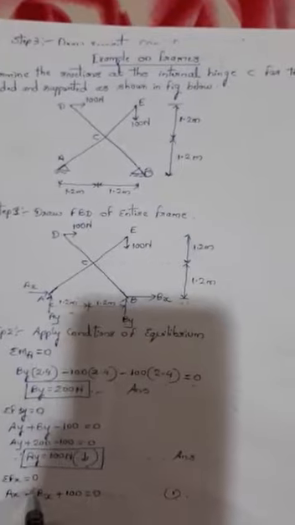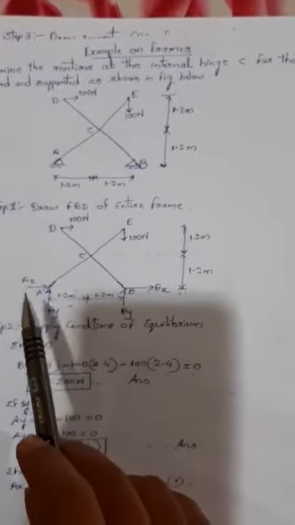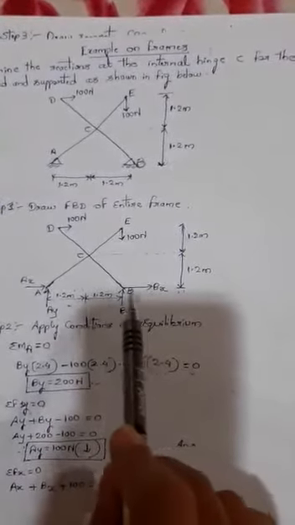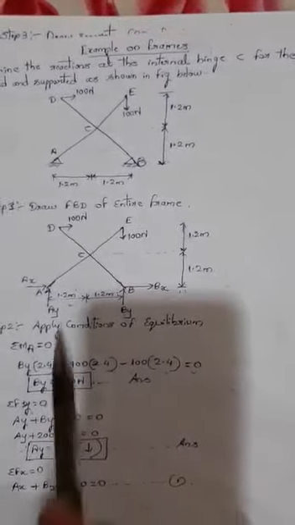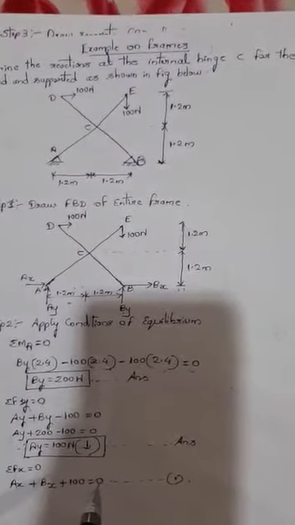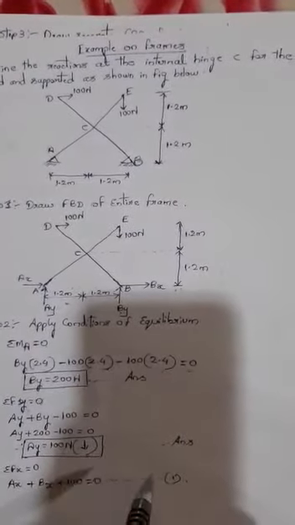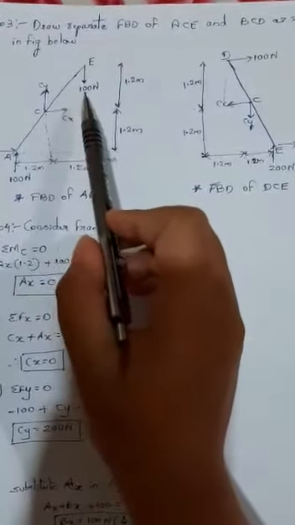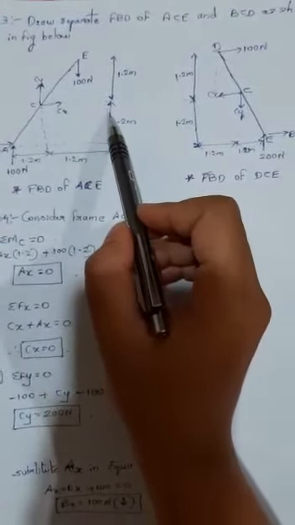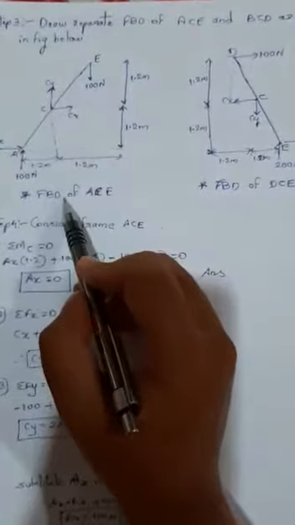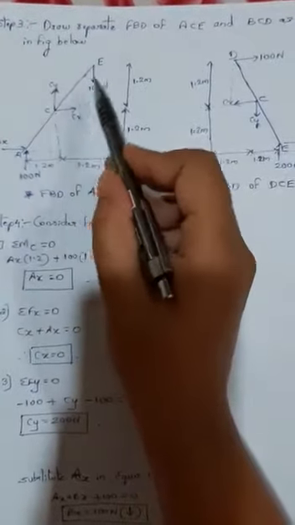Next, take summation of Fx is equal to 0. By taking Fx equal to 0, Ax positive towards right plus Bx positive, it is acting towards right, then 100 Newton at D, it is acting towards right, so positive, equated to 0. Now there are two unknowns, keep as it is and name it as equation number 1. Now in the next step, step number 3, as we discussed in the previous lecture, what you have to do is, now we are going to separate both the frames. So I will draw a separate free body diagram for frame ACE.